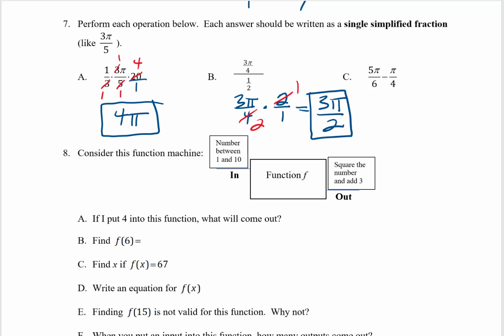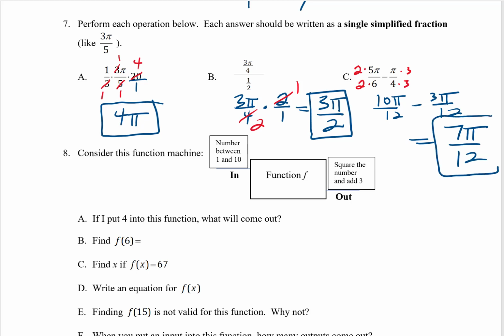In part C, for subtraction, I'm going to need a common denominator. Looks like 12 is the smallest number that both 6 and 4 go into evenly. So I'll fix this one with a 2, and I'll fix this one with a 3. That gives me 10 pi over 12 minus 3 pi over 12. Subtract the tops. 10 pi minus 3 pi is 7 pi. Keep the bottom the same. 7 over 12 doesn't reduce, and so here's my final answer, 7 pi over 12.